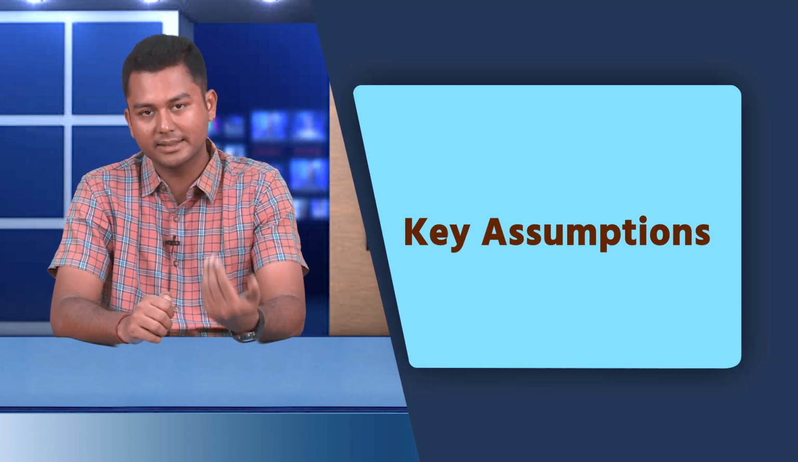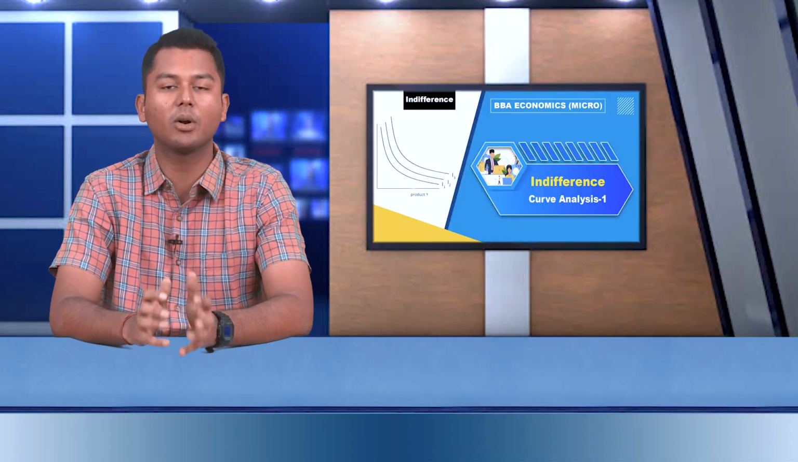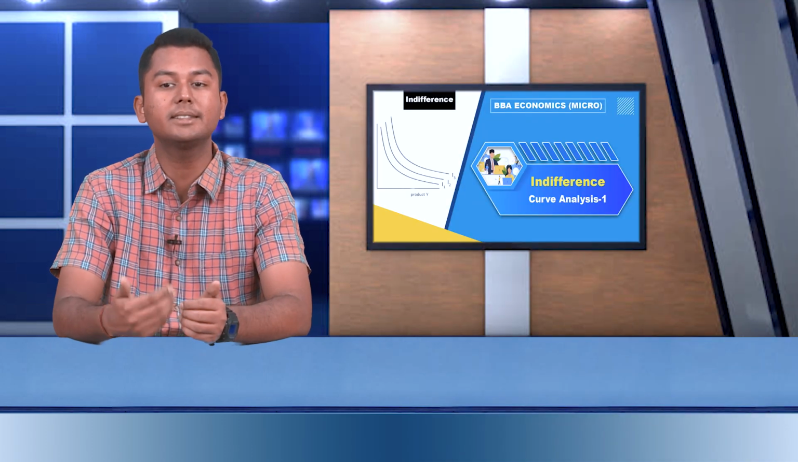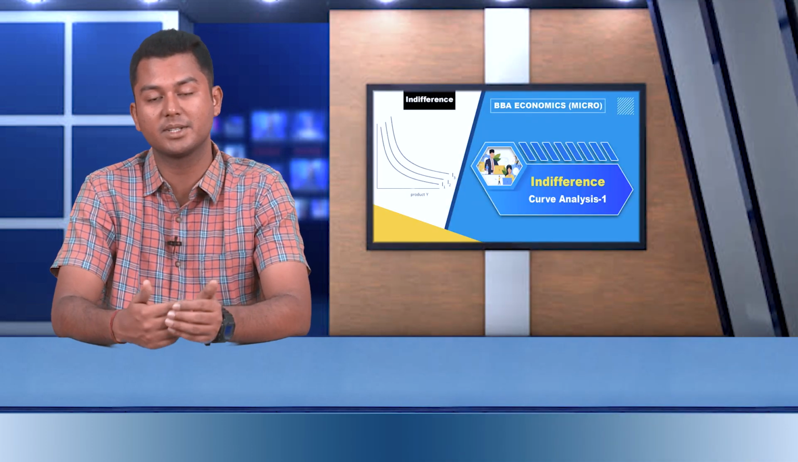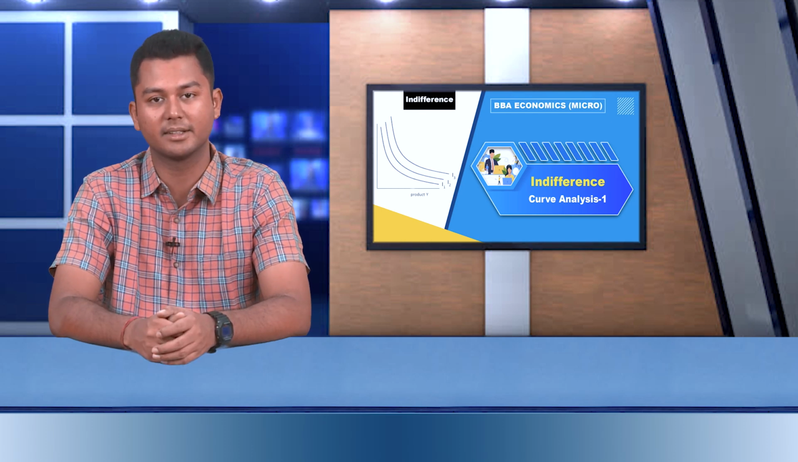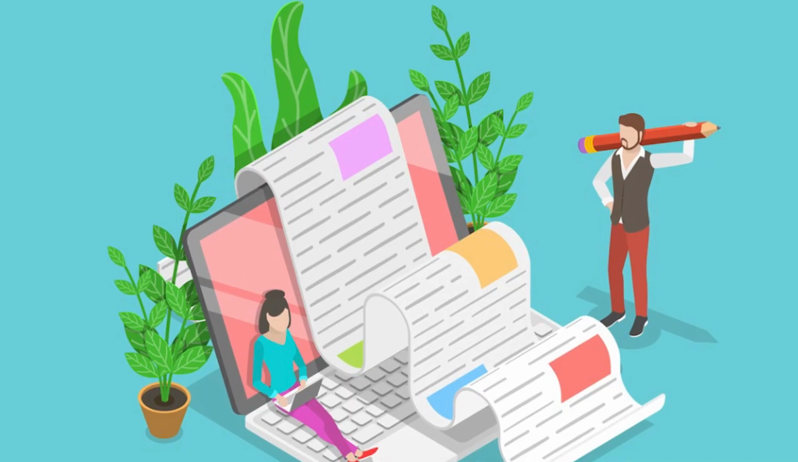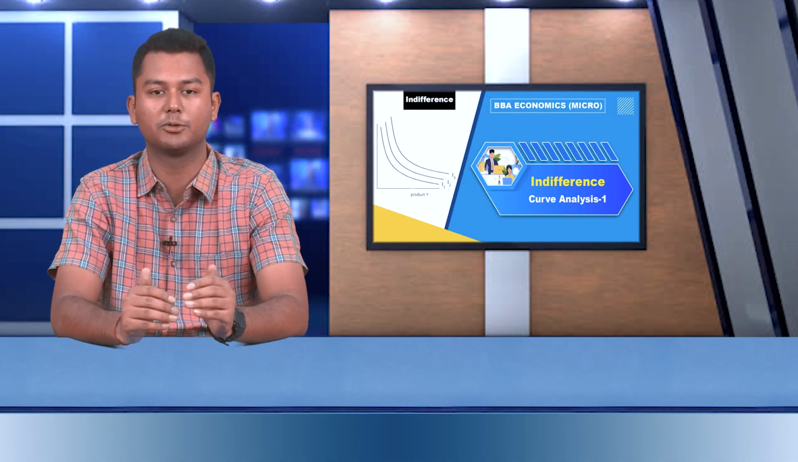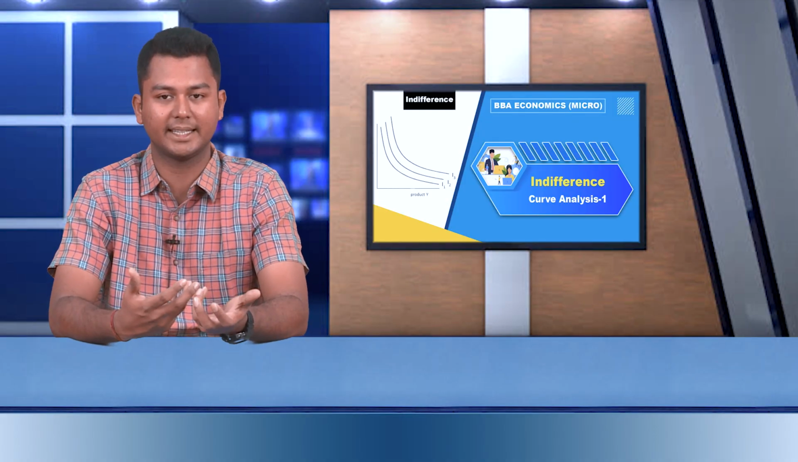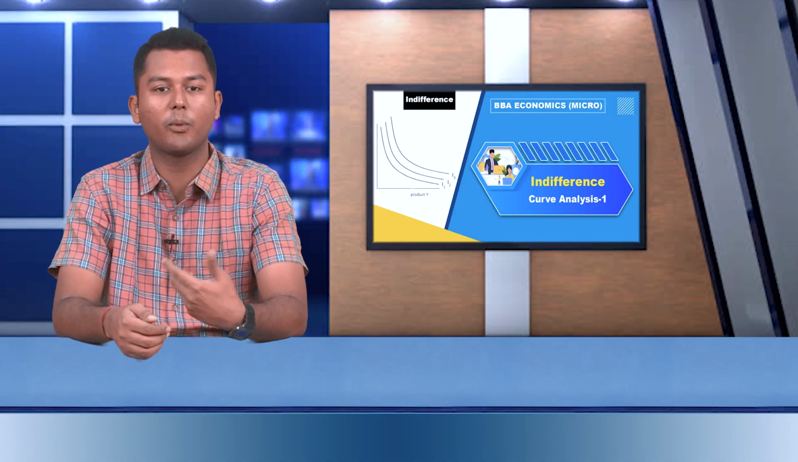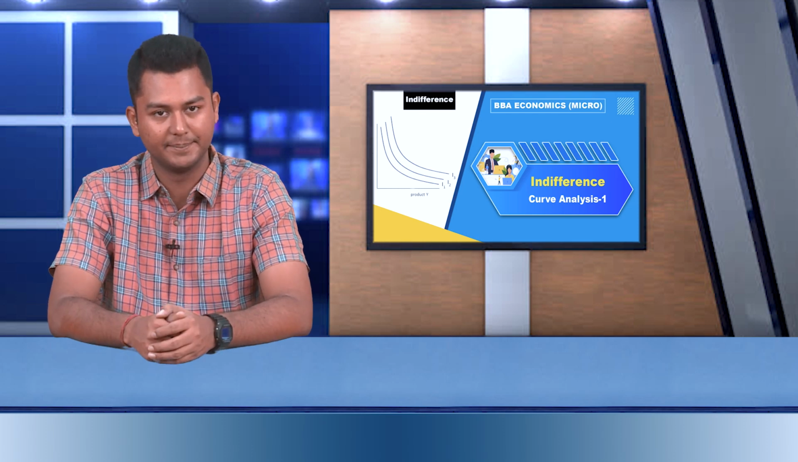So what are the key assumptions of this theory? The ordinal utility theory rests on several realistic assumptions about consumer behavior. First, it assumes consumers can consistently rank any two combinations of goods. They can always say which they prefer or whether they are indifferent between them.